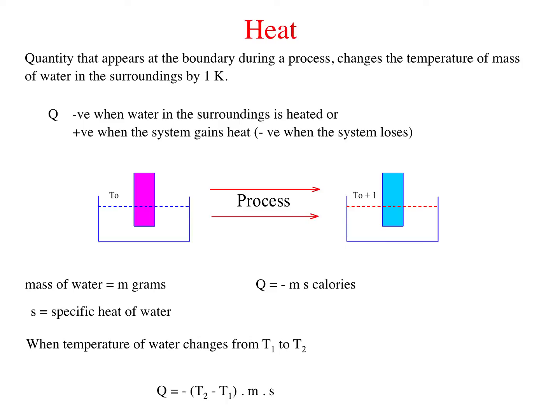The negative sign ensures the sign convention that we defined earlier. That is, if T2 is larger than T1, then T2 minus T1 is a positive quantity, mass is a positive quantity, specific heat is a positive quantity, therefore Q is negative. So whenever there is a rise in the temperature of the surroundings, certain heat is being released from the system into the surroundings, so the system lost certain heat. So it has to be a negative quantity. This is the reason to put the negative sign. T2 minus T1 gives the delta T, change in the temperature, and M is the mass, S is the specific heat.